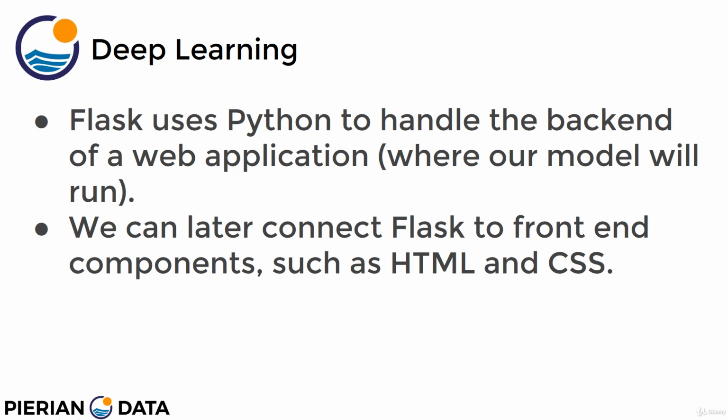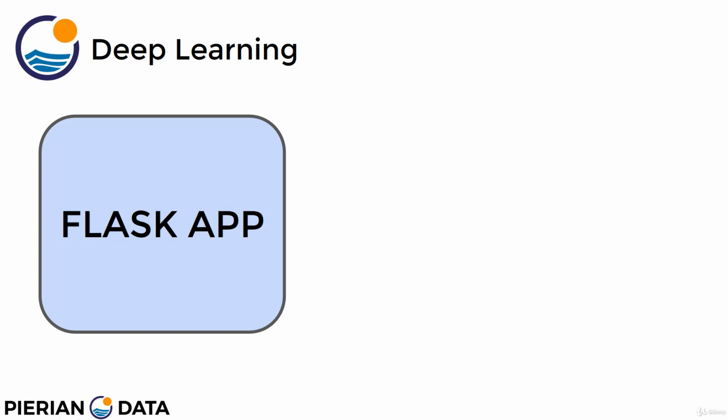And then later on, what Flask allows us to do is connect it to front-end components. Those are things like HTML and CSS and JavaScript. So what is this actually going to look like? We're first going to construct just a basic Flask app. In this lecture, at the end, we'll actually code out a very basic Flask application that will just run a website saying the Flask app is running. It won't have anything to do with a model yet.